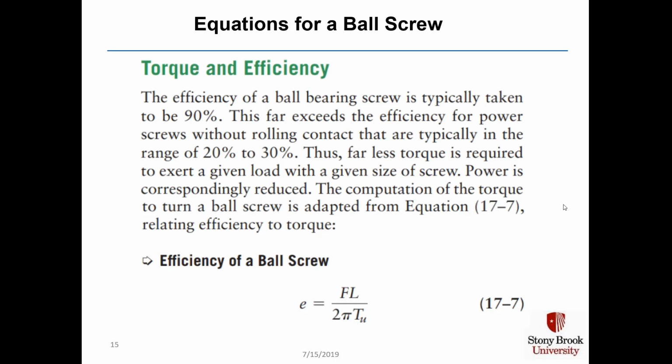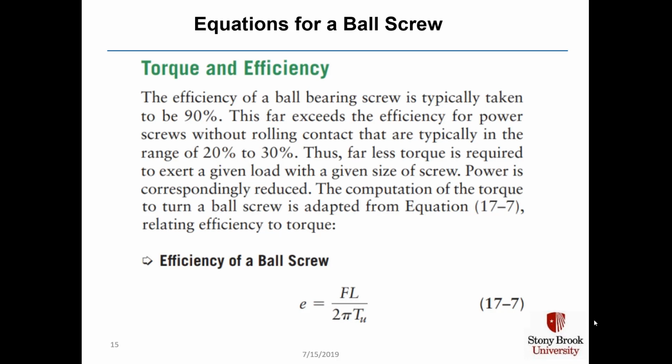The efficiency of the ball screw is typically taken to be 90%, but that doesn't mean that every ball screw really runs at 90% efficiency. But far less torque is required to exert a given load on a ball screw than for a power screw. Power screws typically have 20 to 30% efficiency, and so the power for a ball screw to move a load is much, much less. On the other hand, ball screws cost a lot more money than power screws.